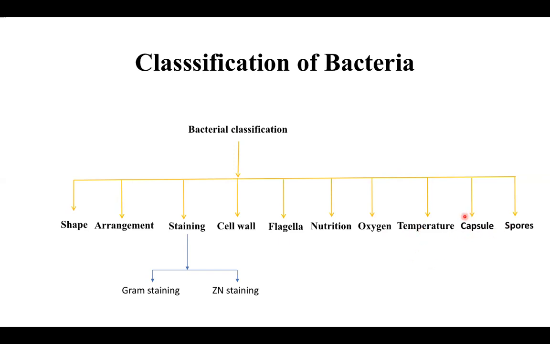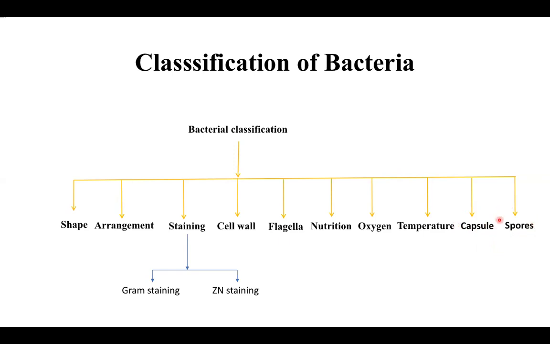And another criterion for the classification of bacteria is based on the presence of capsules. Those bacteria which have a capsule outside their cell wall are known as capsulated bacteria, while those bacteria which lack the capsule outside their cell wall are known as non-capsulated bacteria.